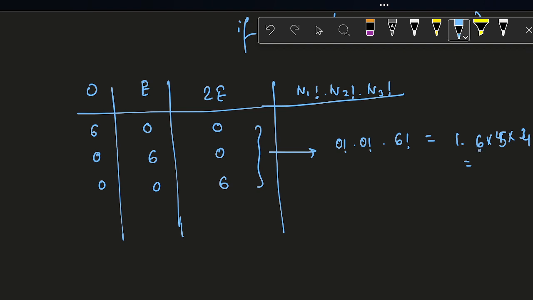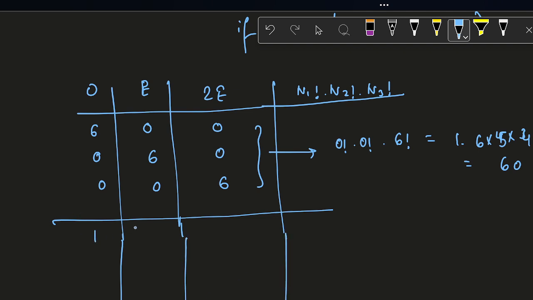So this is a value you can calculate for yourself, but this is 60. So this is 720. So this is the value of n factorial for this case. Then another arrangement can be: keep one particle at one level, 5 particles at a different level, and leave the other level as 0.